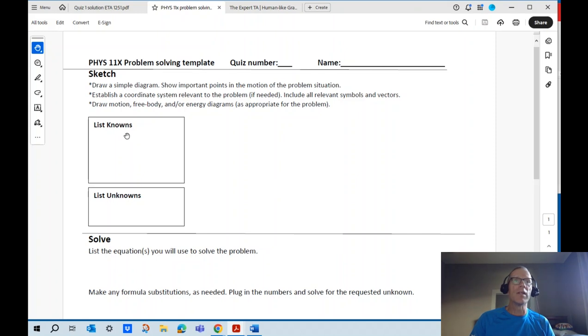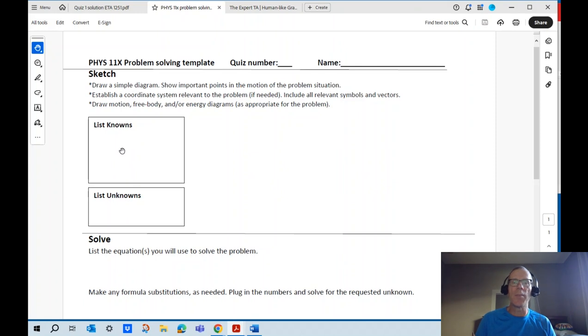I mentioned before listing the knowns and the unknowns. Some of the knowns are specifically stated in the problem, like the initial velocity is 10 meters per second, or the final position, a person runs 400 meters. Some of the knowns might be not specifically stated.